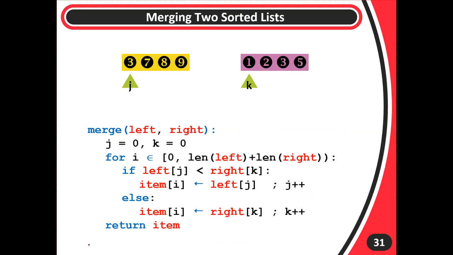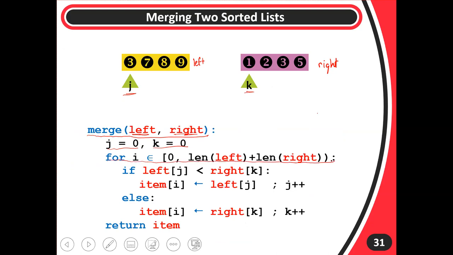All right, so here's the merge algorithm in pseudocode. So a call to merge with lists called left and right, and the indices, so J is here at zero of left, and K is here at zero of right. Then we just do a for loop. So we know that we're going to have to look at each item in both of these lists. So we can just do it from zero to the length of the left plus the length of the right.